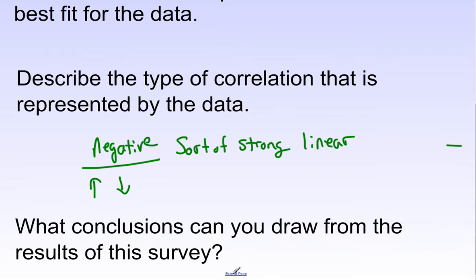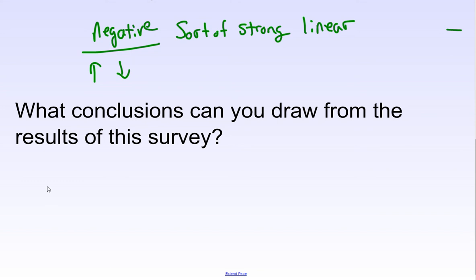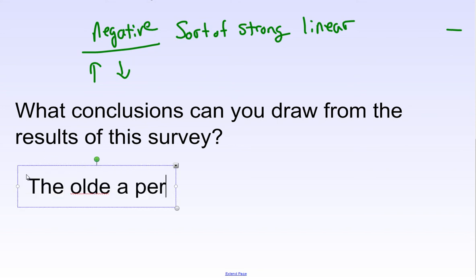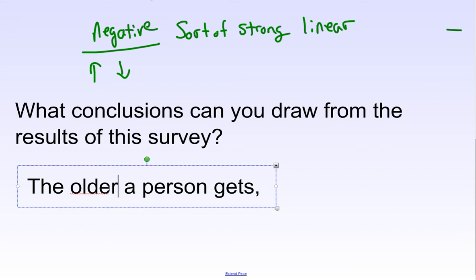So, what conclusions can you draw? Well, we can say the older a person gets, was it the farther distance or a shorter distance? It was shorter. Oh, I missed an R. The older a person gets, the, how do I want to say this? The less distance they can read the road signs, the closer the road signs have to be, their vision is not as good.